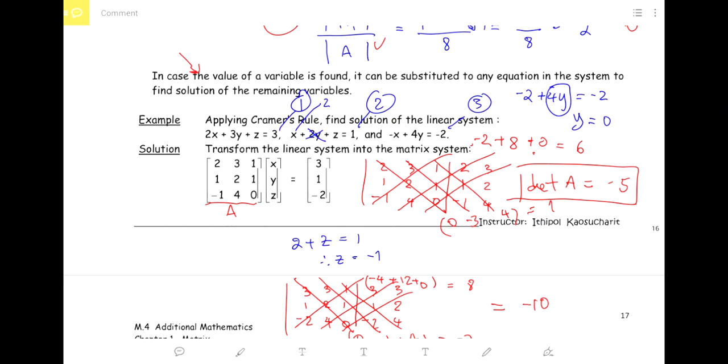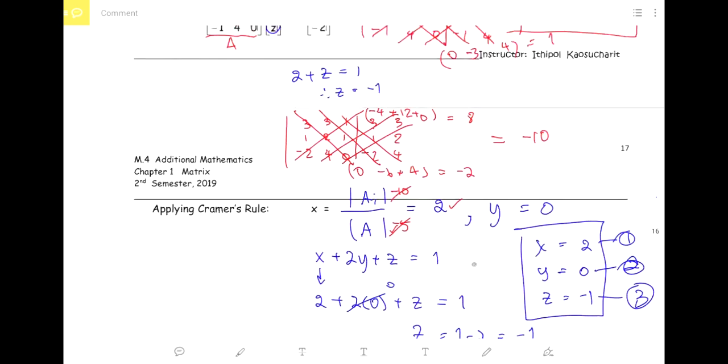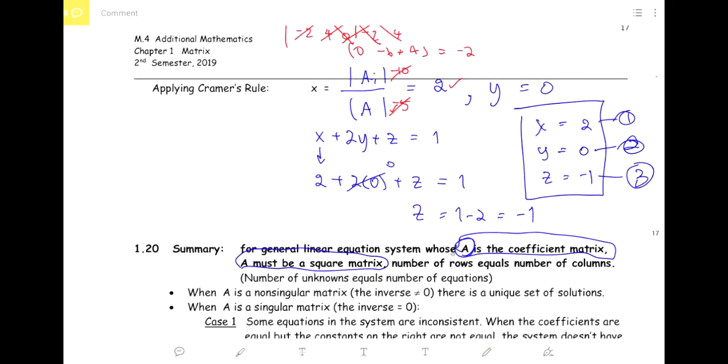What you know and what I know is the same. It's a square matrix because we have three equations, and we also have three unknowns. So when the number of unknowns is equal to the number of equations, the coefficient matrix A is a square matrix. No problem. If we have a square matrix, then we can find a solution by using the inverse, or by using Cramer's rule.